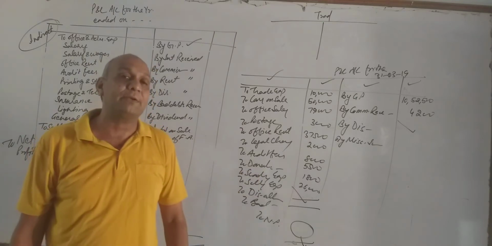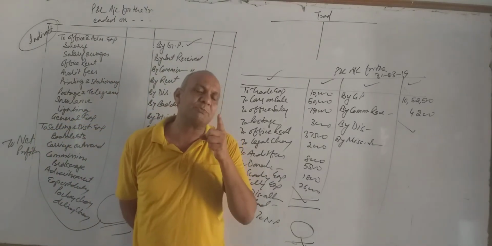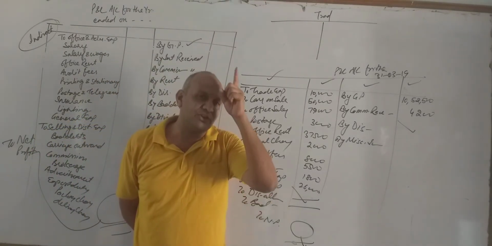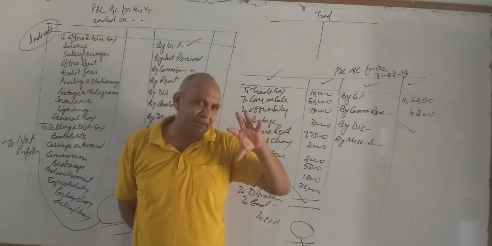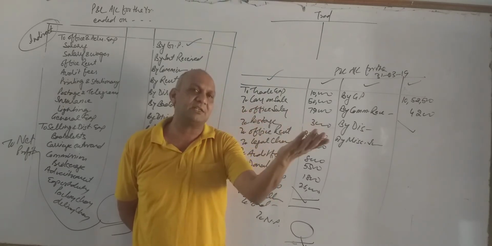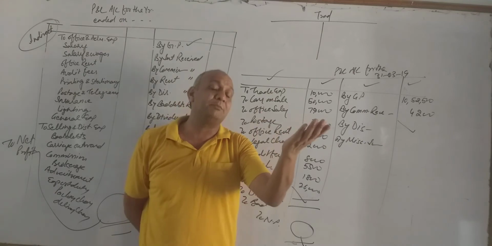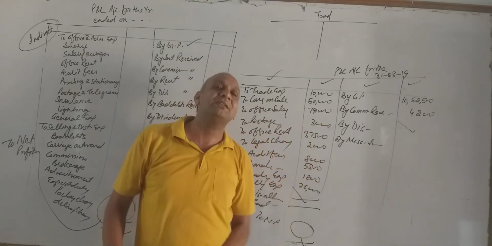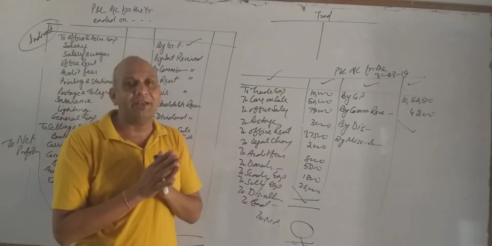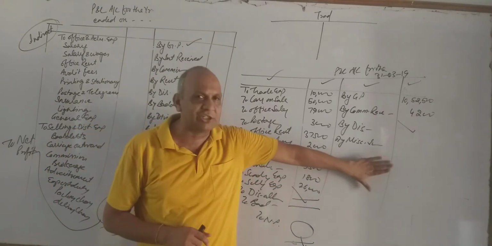Dividend on investment. What is the meaning of investment? Investment means the money which is invested outside the business. We have invested money somewhere outside our business. And when we invest money outside the business, we get either interest on that or dividend. It is our income. That's why dividend received will come here.